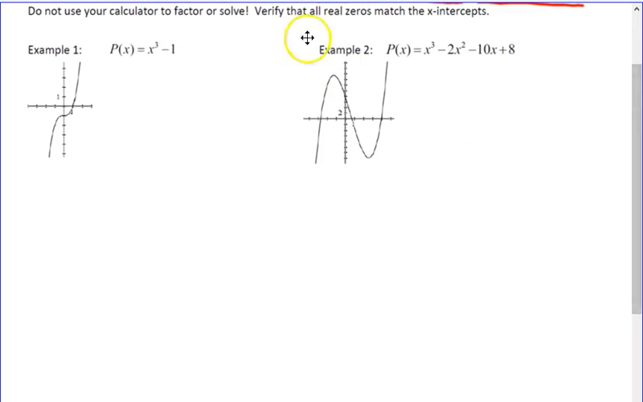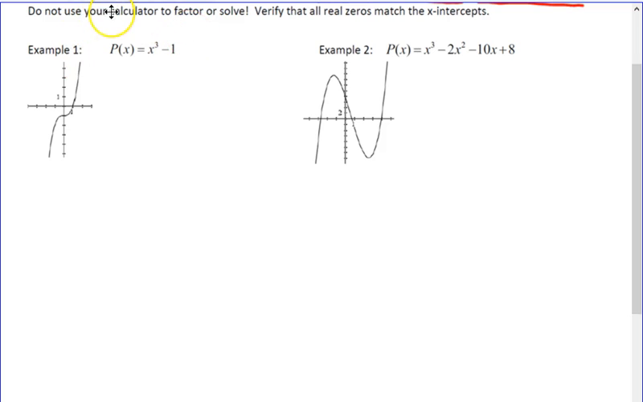Once you get your zeros, verify that all real zeros match the x-intercepts. So let's take a look at example 1. In example 1, we see the polynomial p of x, which is the same as saying f of x, only I just put a p there for polynomial. P of x is equal to x cubed minus 1.